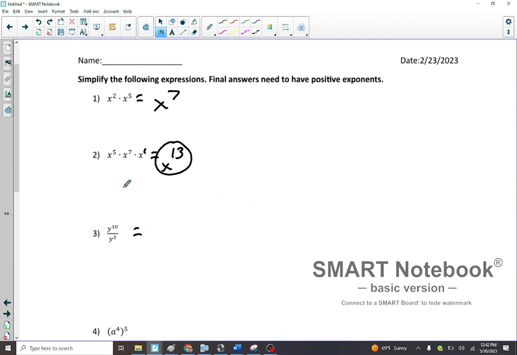So if multiplication is addition, division is going to be subtraction. Oh, sorry. y^7, right? So it's going to be y to the 7th power because it's 10 minus 3.